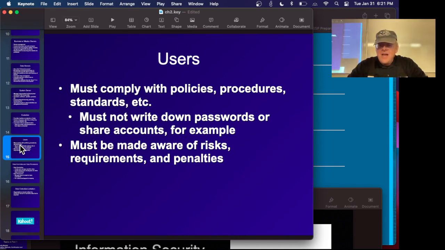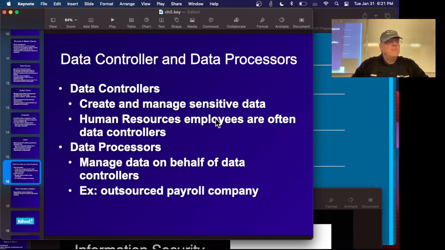All right. This is chapter two. Anyway, data controllers manage the data. Human resources employees, for example, are controlling all that human resource data, personal information about the employees. Data processors, again, are like the custodians. They manage the data on behalf of the data controllers.